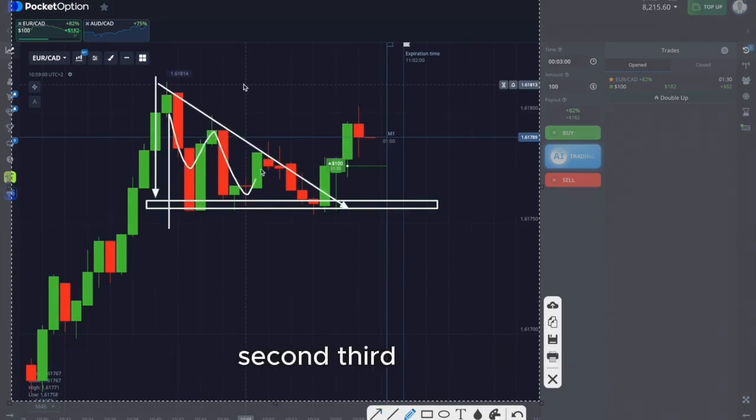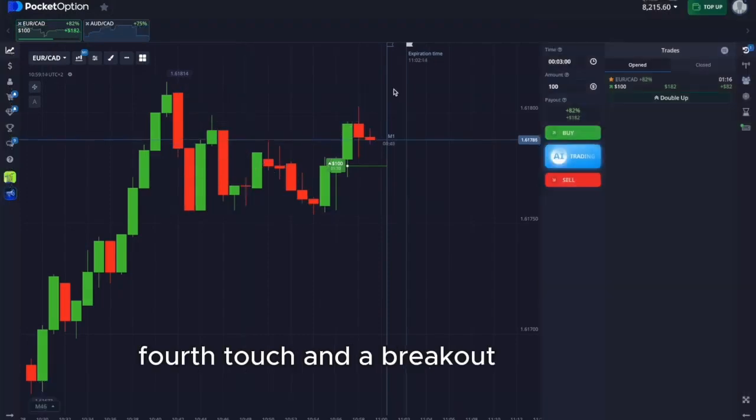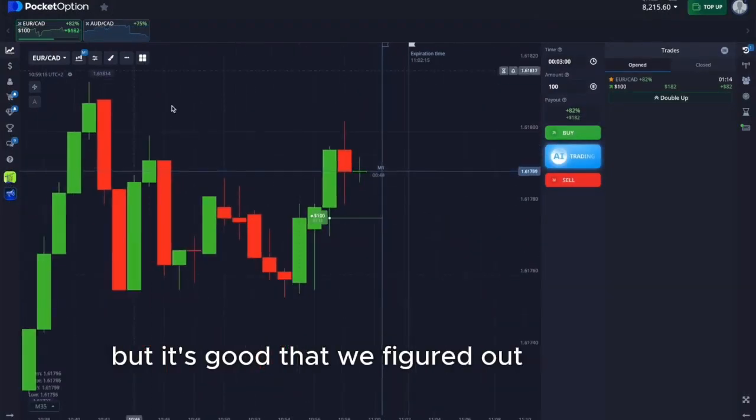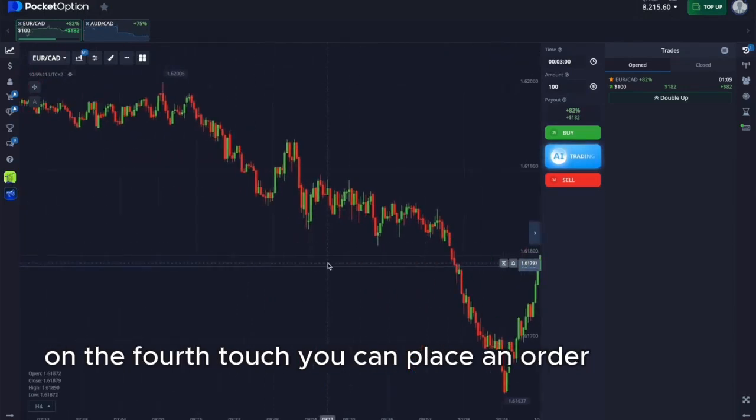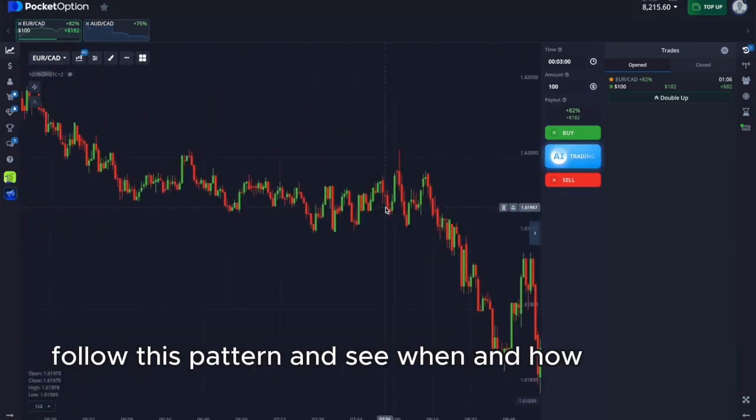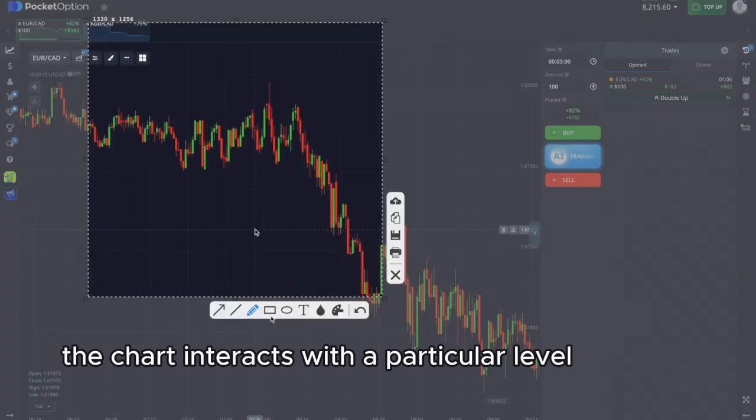First, second, third, fourth touch and a breakout. But it's good that we figured out that something really would break through on the 4th touch. You can place an order, follow this pattern, and see when and how the chart interacts with a particular level.